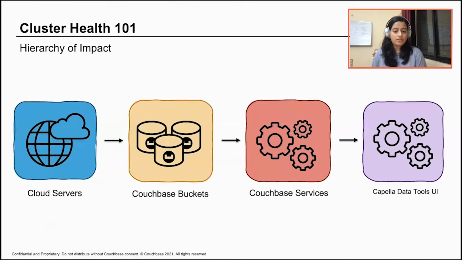So that's the hierarchy of impact when it comes to the overall health of the cluster. You can drill down, you can decide the overall health at the cluster level. Is it green? Is it healthy? Is it impacted? Or you can also drill down and understand what is impacting the overall cluster health. For example, is it the service, that's the index service? Is it a bucket, which is the travel sample bucket, which is unavailable? And then all the queries for your bucket are going to fail. So that's how the drill down can also be seen easily on the Capella UI.